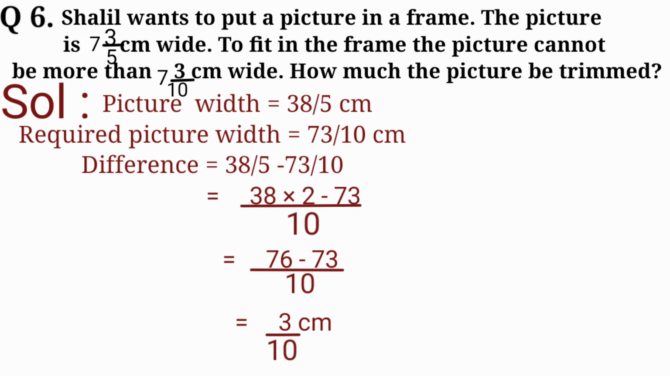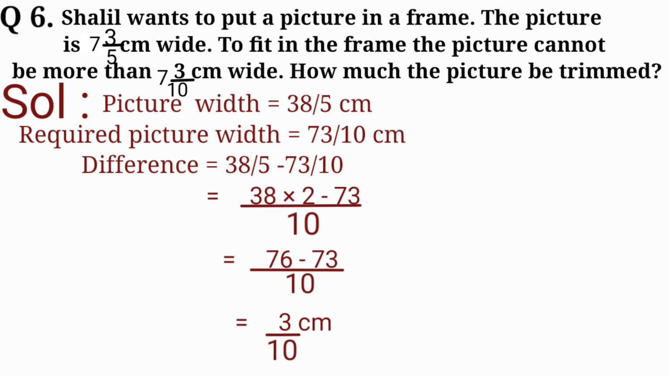Picture width is given to you 7 3 by 5. So it is in mixed fraction. We have to convert it into improper fraction first. 7 5s are 35, 35 plus 3 is 38. So 38 divided by 5. And the required width is 7 3 by 10. Again we have to convert into improper fraction. 7 tens are 70 plus 3, 73 upon 10.